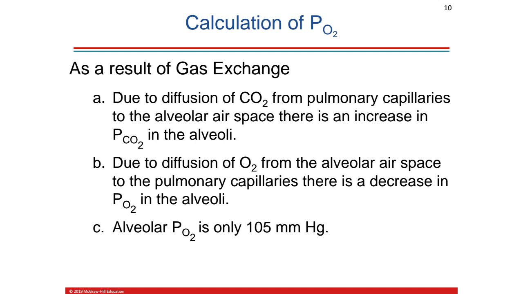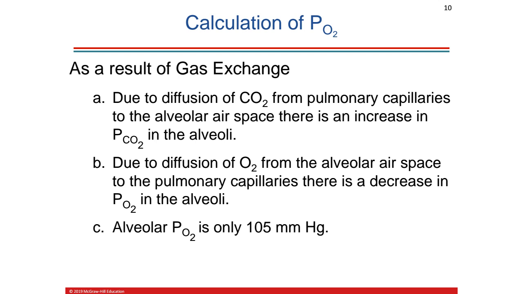As I alluded to earlier, the actual partial pressure of oxygen within the alveolar airspace is actually lower than the value of 150 millimeters of mercury. In fact, the alveolar PO2 is only 105 millimeters of mercury. Why is it so low? Well, it's because there's a constant movement of oxygen from the alveolar airspace into the pulmonary capillaries. So you're reducing the partial pressure of oxygen within the alveoli due to that very rapid diffusion. And so it's quite significantly different. In fact, it's 105 versus 150.